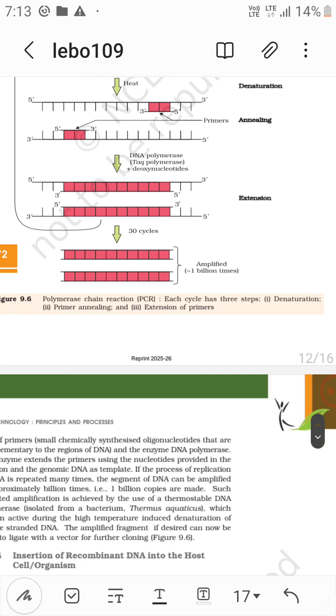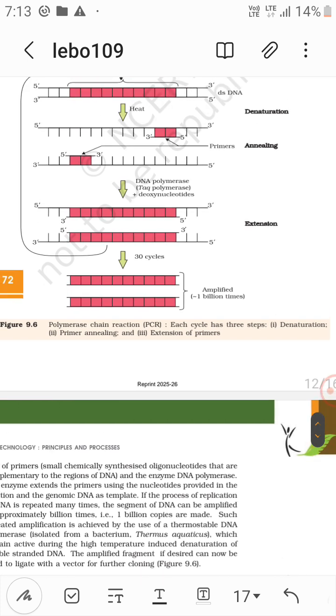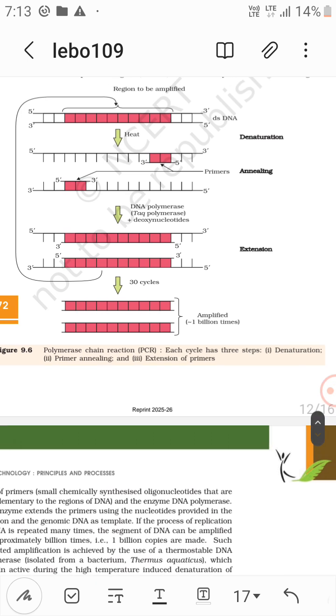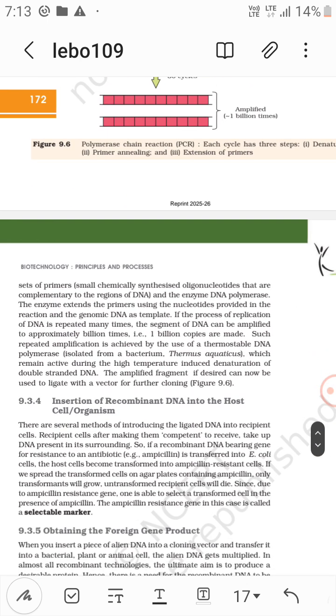Now in the polymerase chain reaction, PCR, each cycle has three steps. The first is denaturation, the second is primer annealing, that is the adding of the primers, and the third step is primer extension. So this is it.